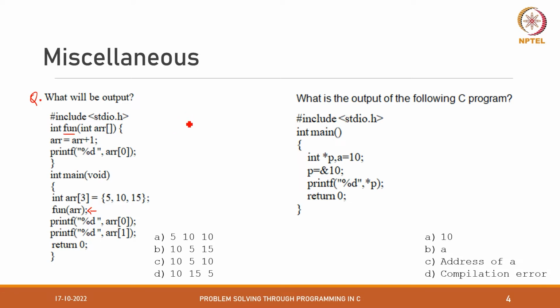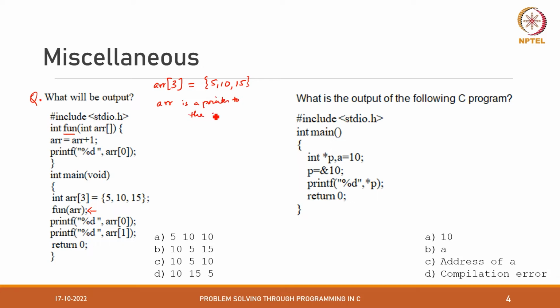Okay, right. So what happens here? You're correct. So what happens here when we call this fun of ARR? This ARR, I probably explained in a previous lecture. When you say just ARR, this is a pointer. Okay, let me just write it down. So ARR of 3 is 5, 10 and 15. So this is our array. So when you say ARR, it is a pointer to the first element of the array.